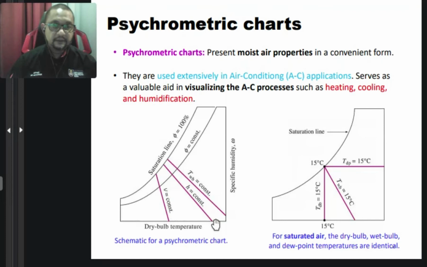Instead of that, lines of constant wet bulb temperature have a downhill appearance to the right. Lines of constant specific volume look similar, except they are steeper. Lines of constant enthalpy are very nearly parallel to the lines of constant wet bulb temperature. Therefore, these constant wet bulb temperature lines are used as constant enthalpy lines in the same chart.